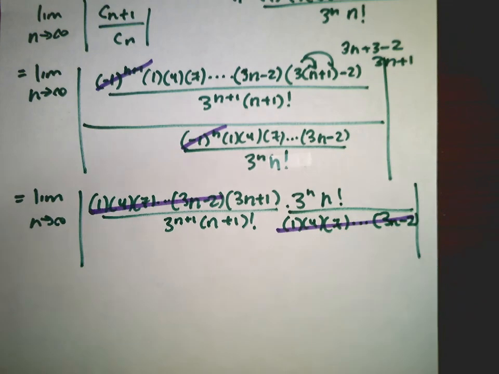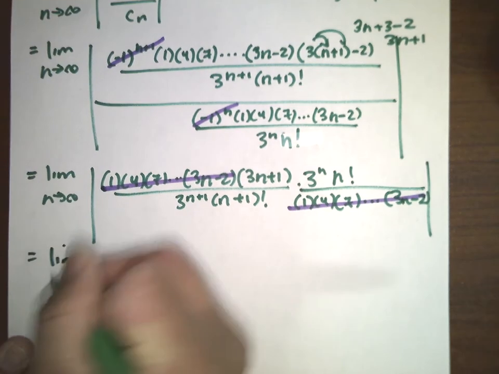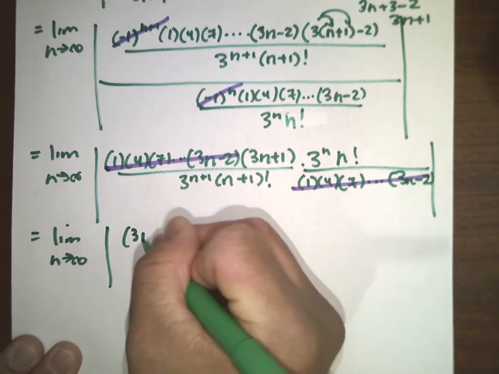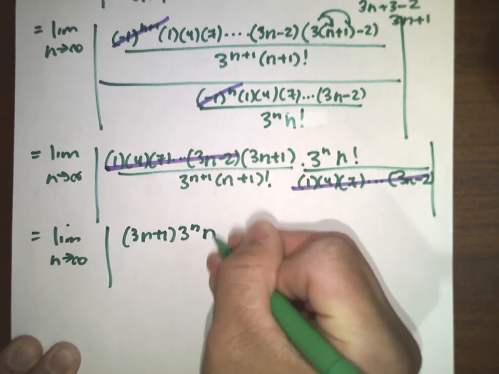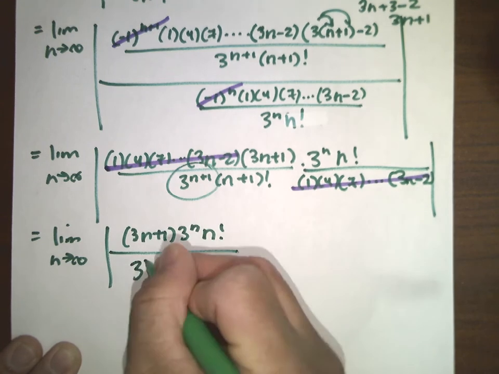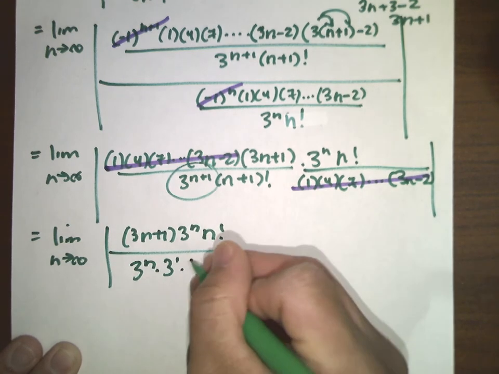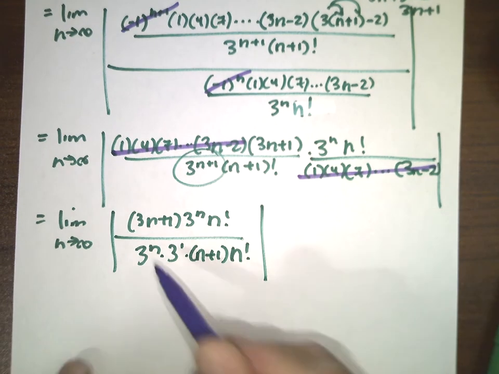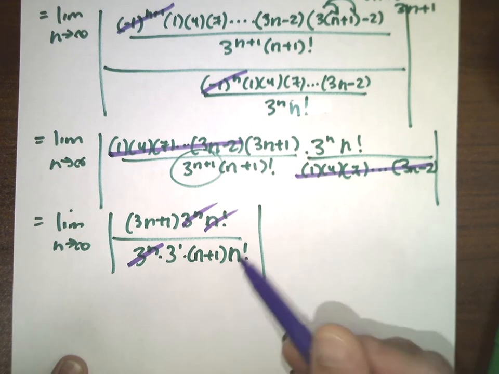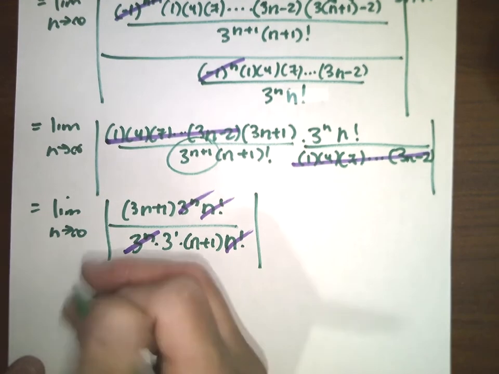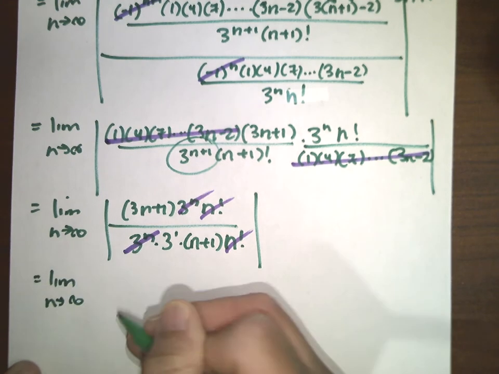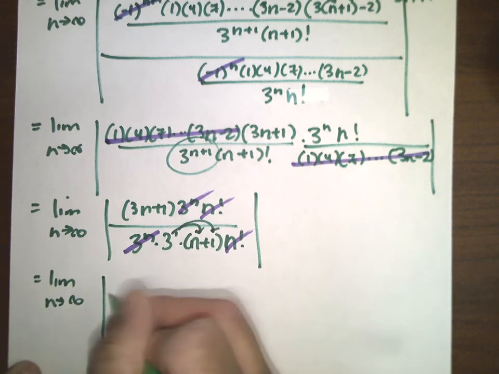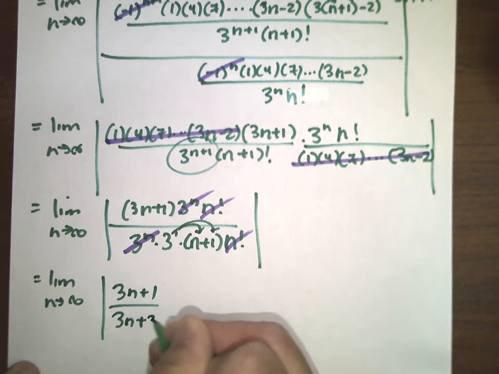And then if I rewrite, and I should have done this in the last step so that it would be one step shorter, it's 3n plus 1 times 3^n times n factorial, and then 3^(n+1) is 3^n times 3 to the first, and (n+1) factorial is (n+1) times n factorial. And so then I will divide out the 3^n and divide out the n factorial. So I'm left with the limit as n goes to infinity of, if I distribute the 3 here, 3n plus 1 over 3n plus 3.